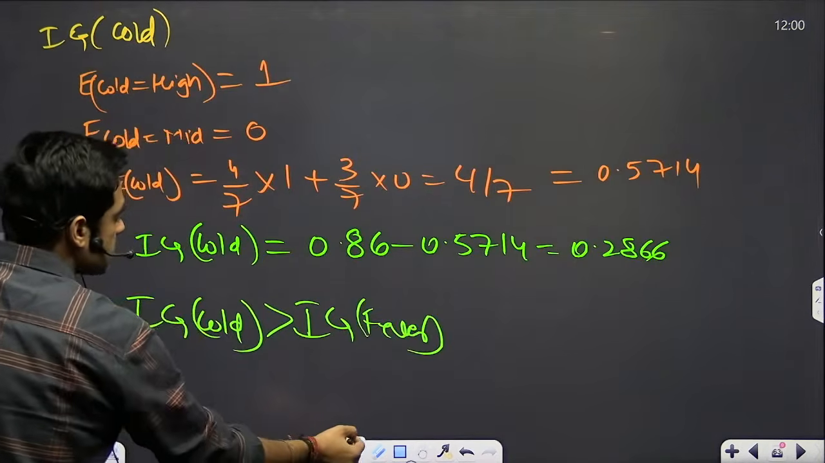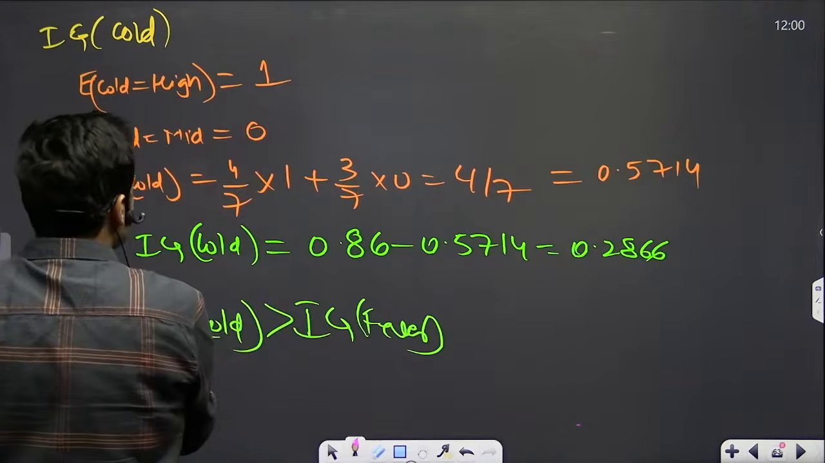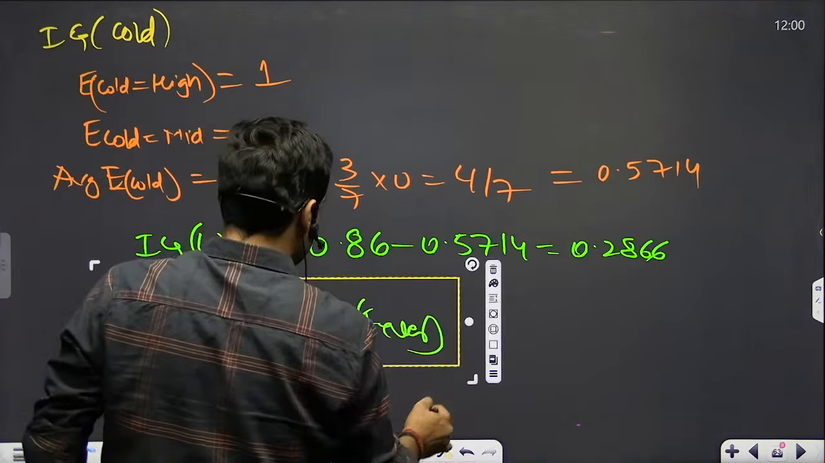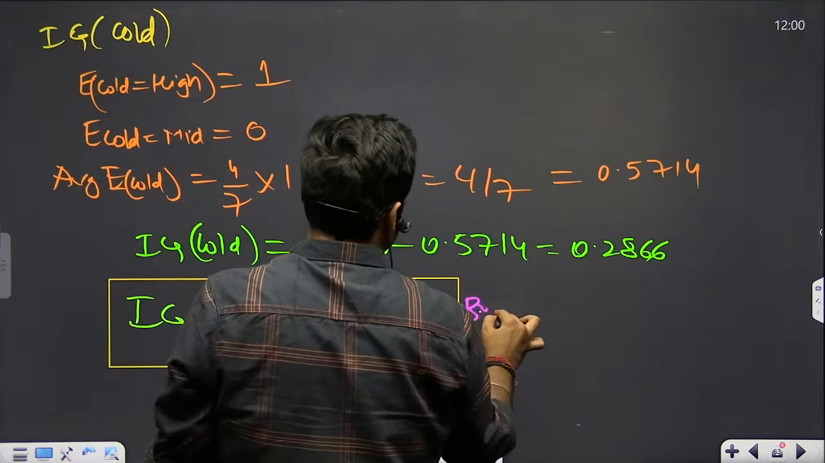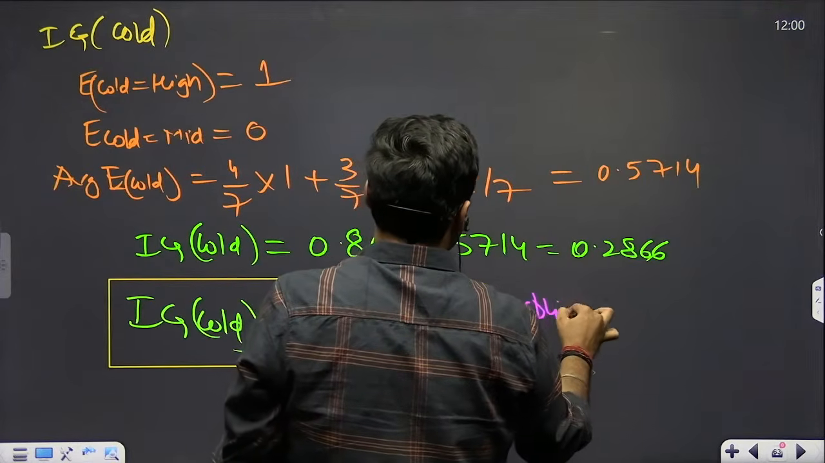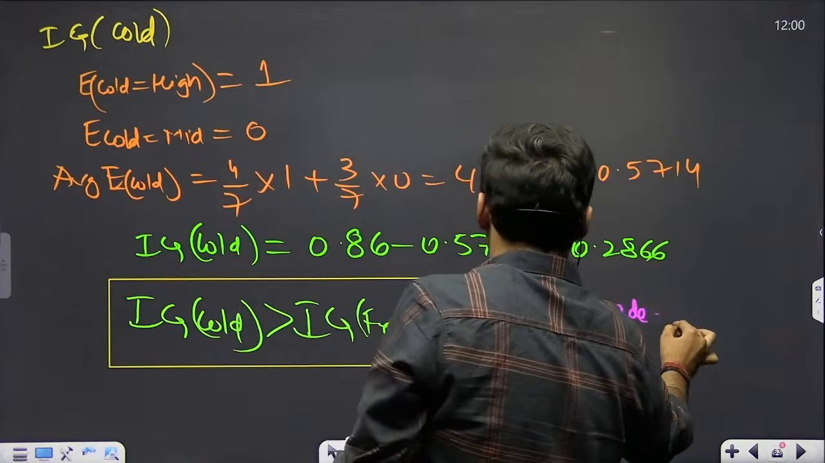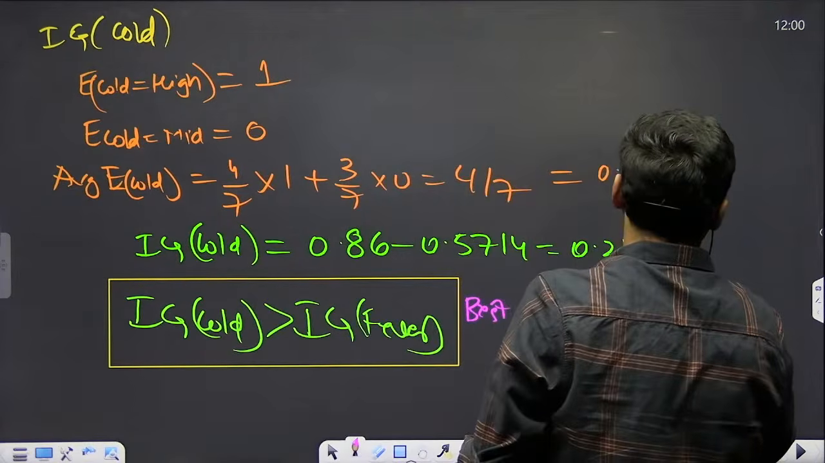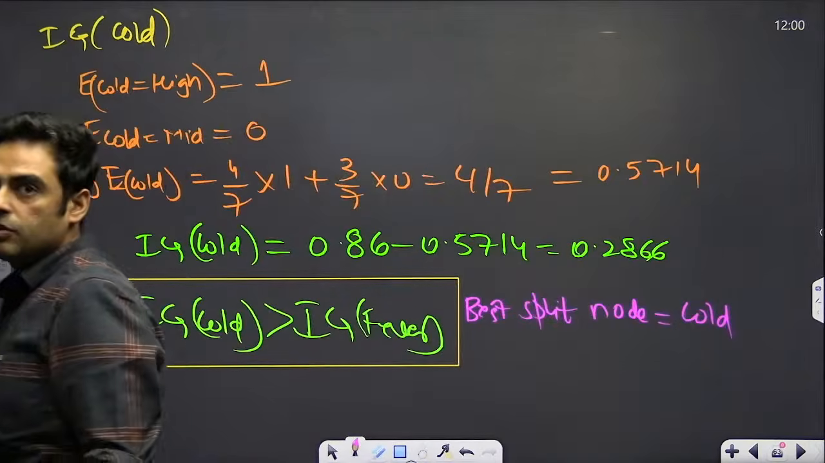that means my best split node would be what? It is the feature cold. Okay, that is the feature cold.